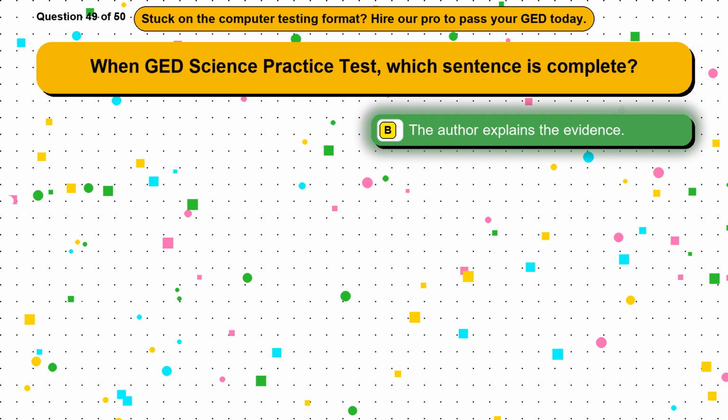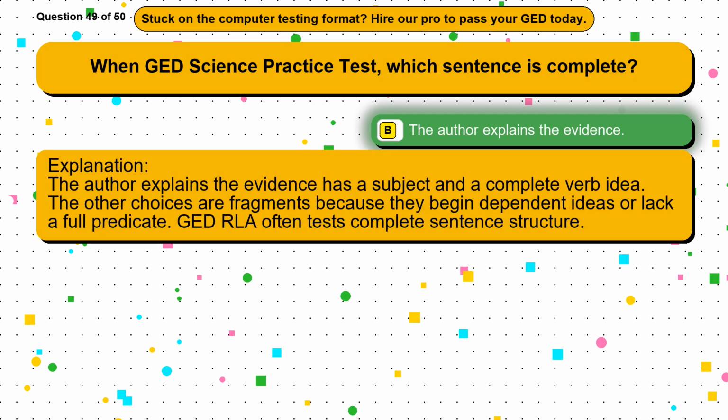The author explains the evidence. It has a subject and a complete verb idea. The other choices are fragments because they begin dependent ideas or lack a full predicate. GED RLA often tests complete sentence structure.